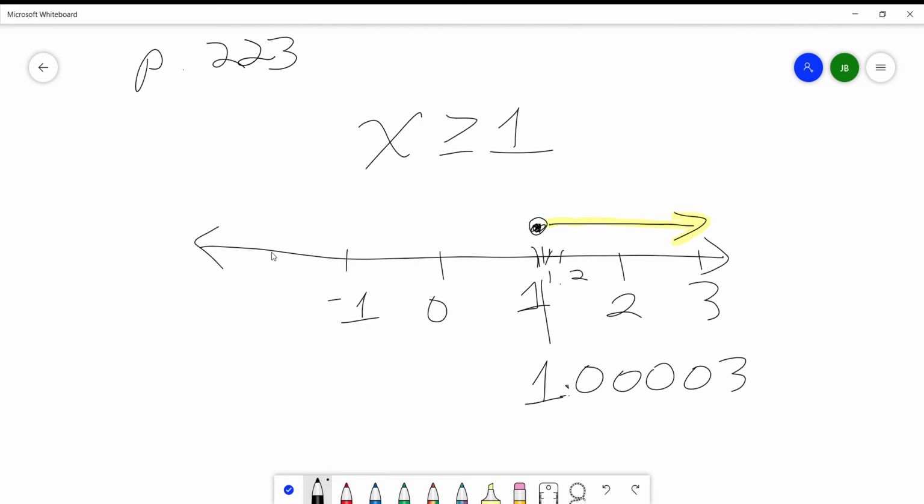Example 8, solve and graph the solution sets of algebraic inequalities with variables on the same side using addition and subtraction. Okay.